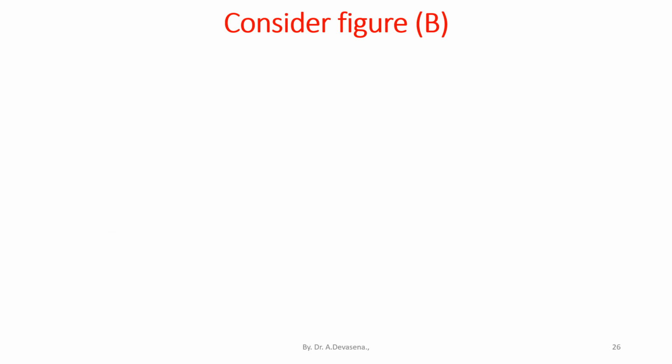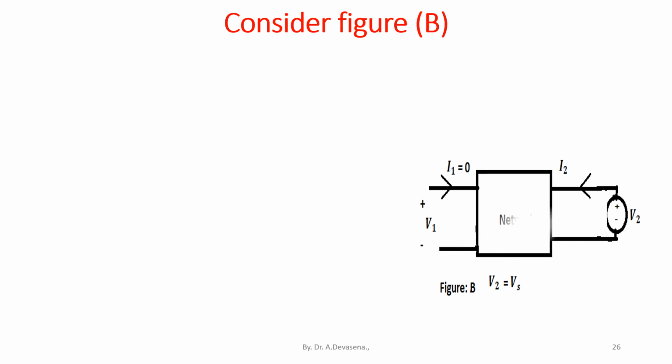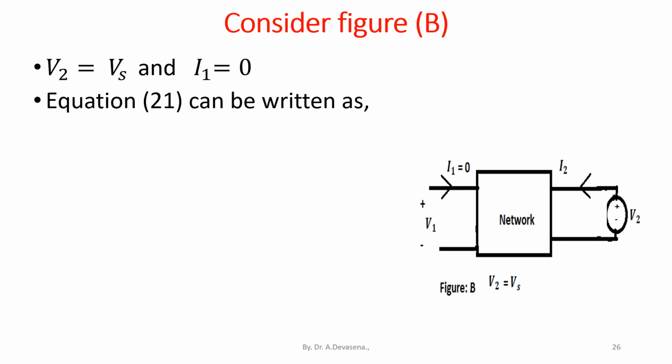Consider figure B. This is the representation of figure B. Here V2 is equal to Vs. That is, the output voltage is considered to be Vs and I1 is equal to 0. That is, the input current is considered to be open circuited. Therefore, equation 21 can be written as V1 is equal to A Vs plus B into minus of I2. Consider this as equation 26.